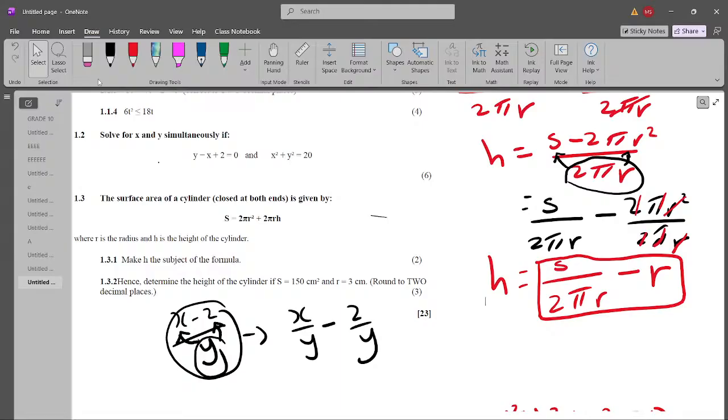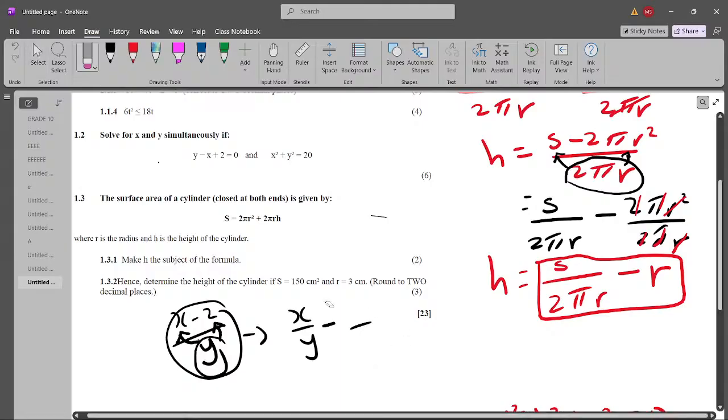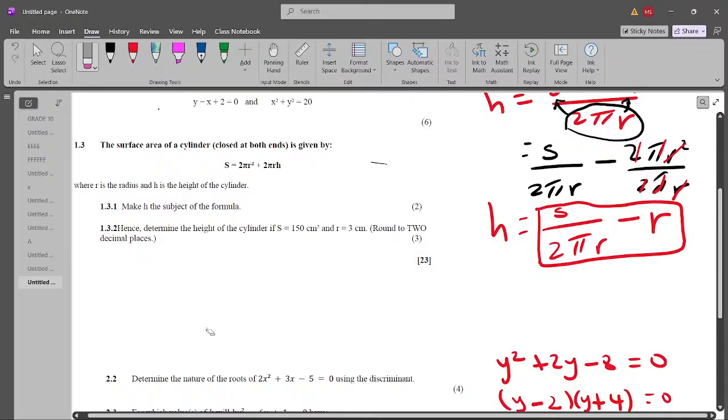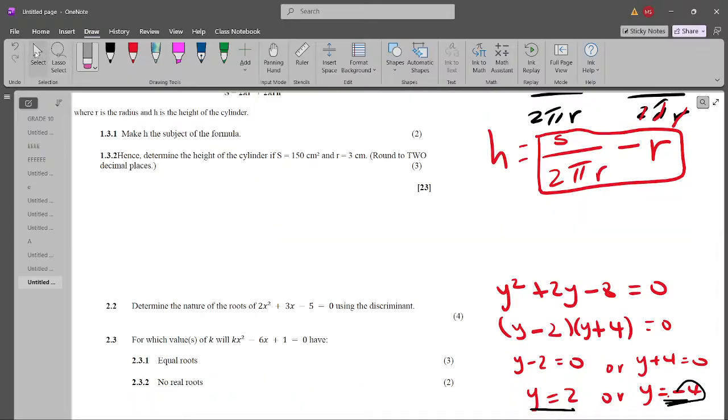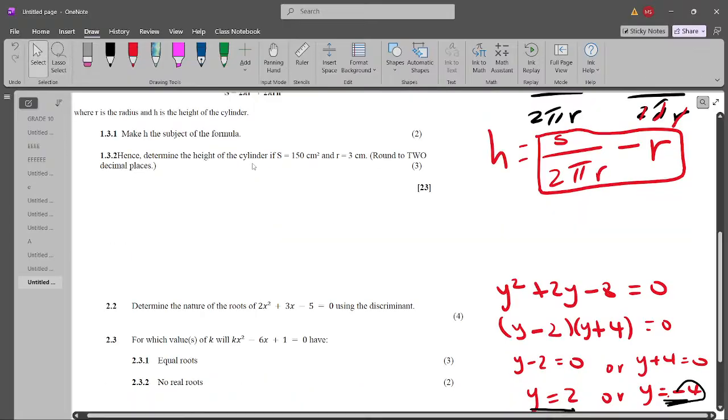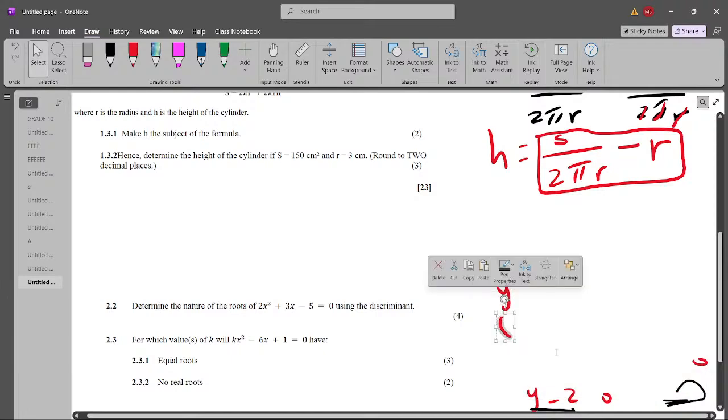And then after that, the question continues to say, hence determine the height of the cylinder. We need to determine this height. If the S is 150, the radius is 3, round your answer to 2 decimal places.